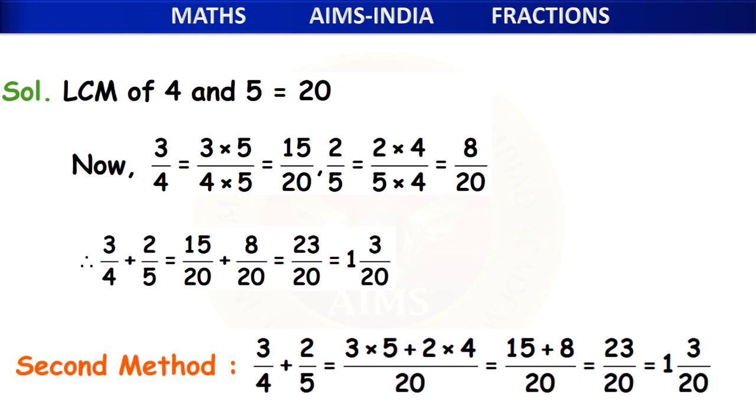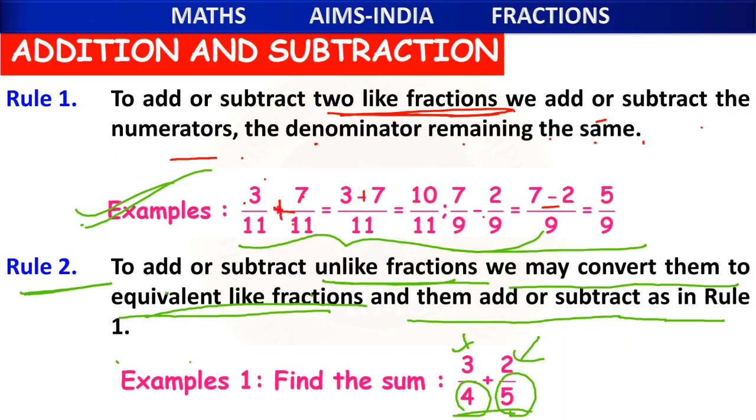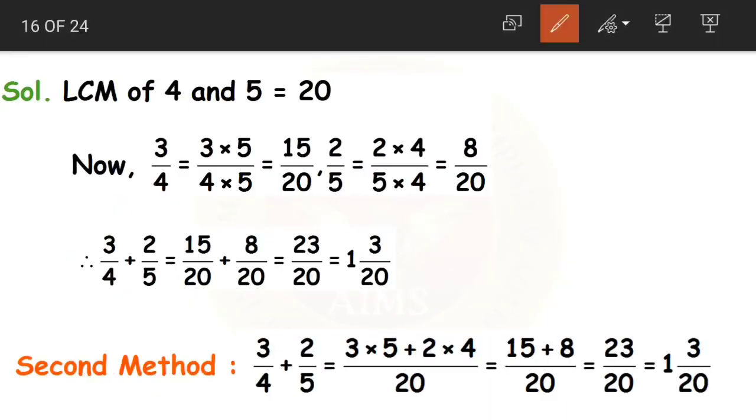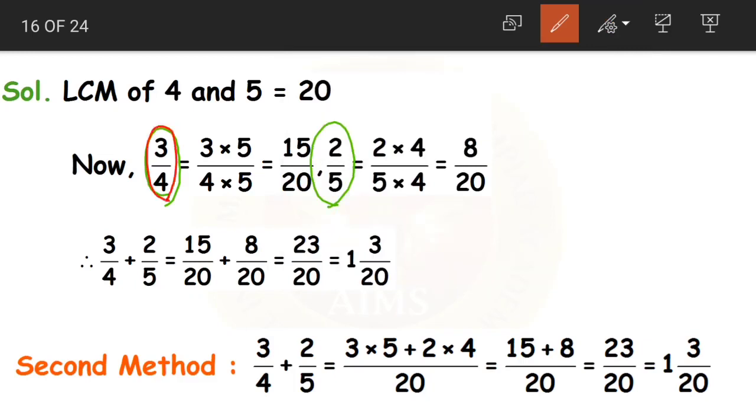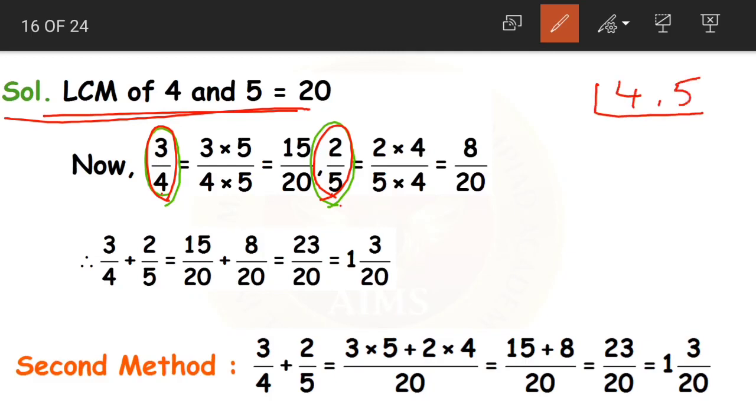Now here our fractions are 3 by 4 and 2 by 5. Yes students, 3 by 4 and 2 by 5. These two are unlike fractions. If you remember, how did we convert unlike fractions into like fractions? First we found out the LCM. Now LCM of 4 and 5. How do we find out? Write 4 and 5 here.